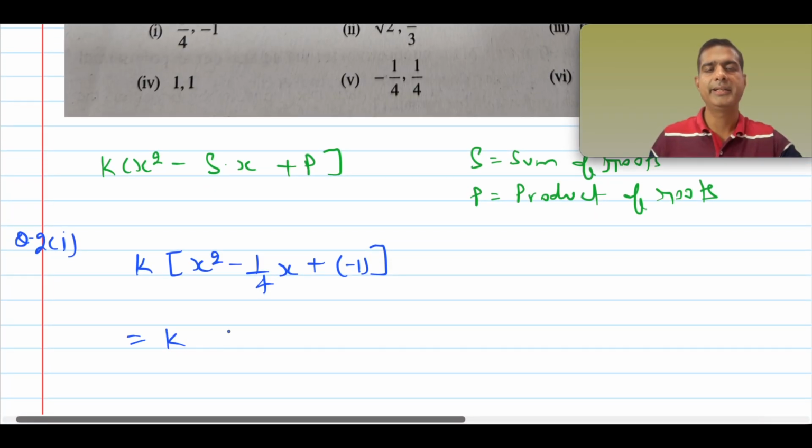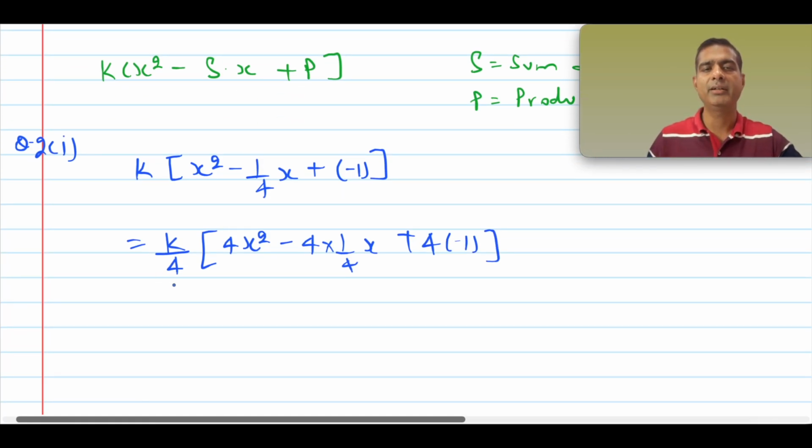So we can write k, and we can multiply and divide by 4 in the whole equation. So here I will be dividing by 4 and I will be multiplying by 4 inside the bracket. So it will be 4x square, and here negative 4 times 1 by 4x plus 4 times minus 1. So we divided by 4 outside the bracket and multiplied by 4 inside the bracket so that there is no change in the value.